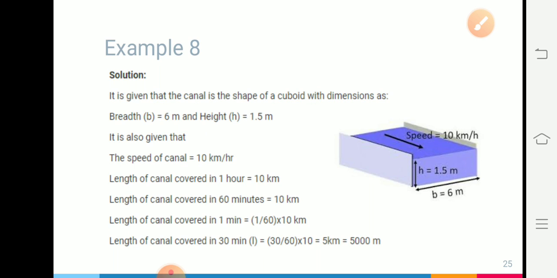Once again, please look at the units. This is kilometer per hour, so we need to convert it into meters. The first step will be to convert all the units into the same units.